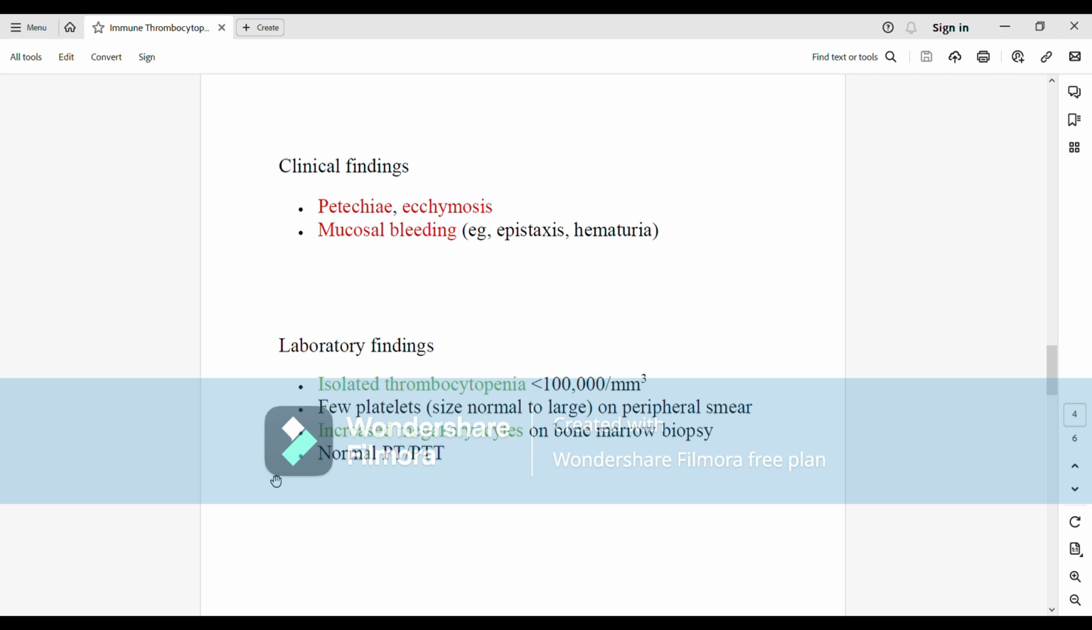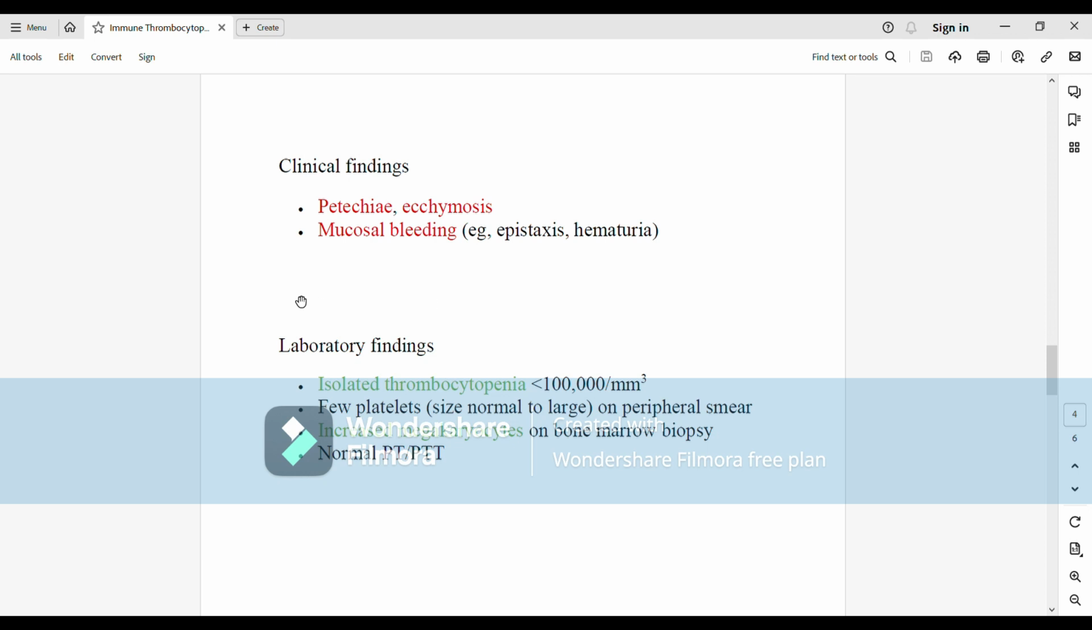So with platelets, you will get either petechiae or ecchymosis. The difference between petechiae and ecchymosis is just the size of the spot on the skin. And the mucosal bleed, if it is from the nasal mucosa, it will be epistaxis. If it is from the mucosa of the urinary bladder, it will be hematuria, and so on and so forth.